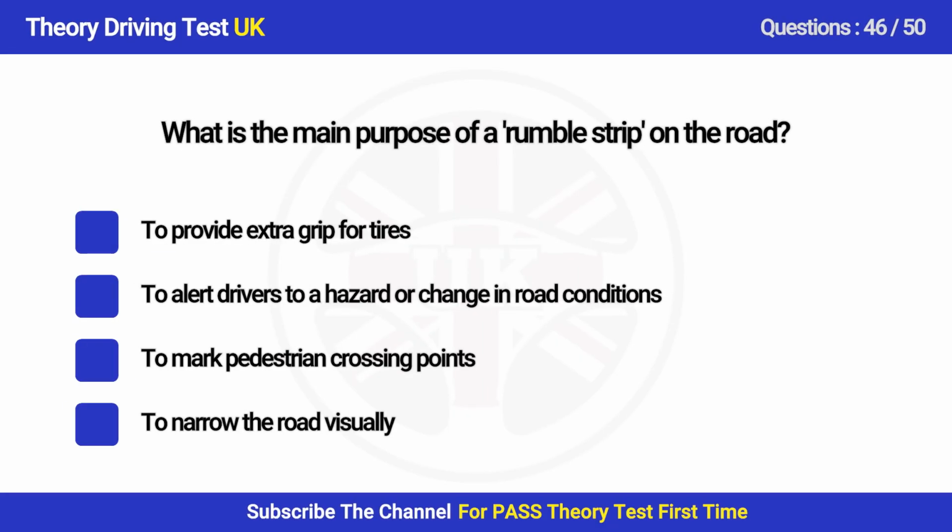Question 46. What is the main purpose of a rumble strip on the road? A. To provide extra grip for tires. B. To alert drivers to a hazard or change in road conditions. C. To mark pedestrian crossing points. D. To narrow the road visually.